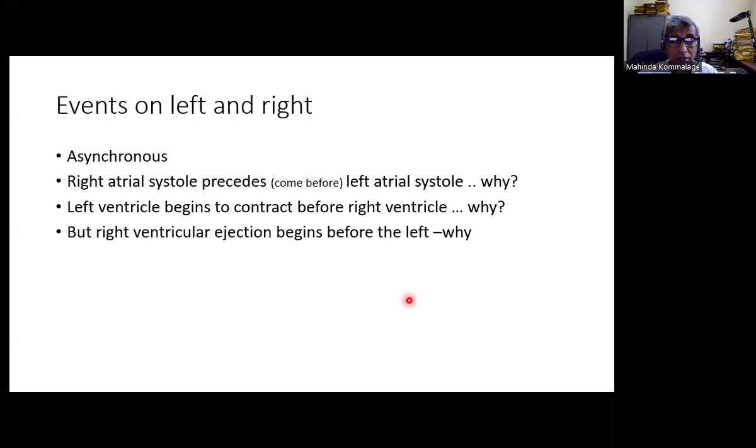Yes, I told the reason. Higher left ventricle pressure than right ventricle pressure? No, because it's a contraction. Left ventricle began to contract before right ventricle. Yes, I think I told it.